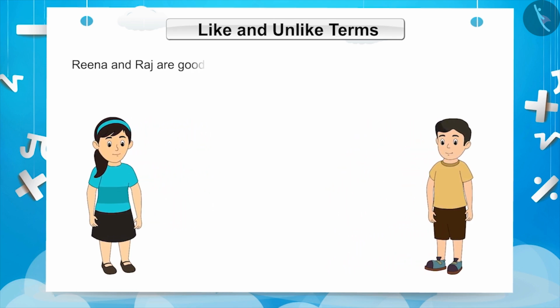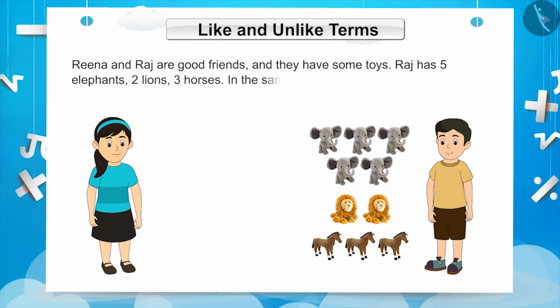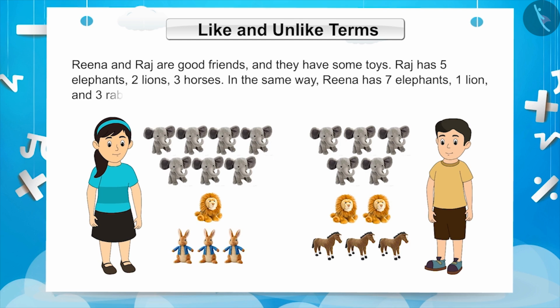Reena and Raj are two good friends and they have some toys. Raj has a total of 5 elephants, 2 lions and 3 horses. Similarly, Reena has 7 elephants, 1 lion and 3 rabbits. Divide the toys of both friends into like and unlike groups.